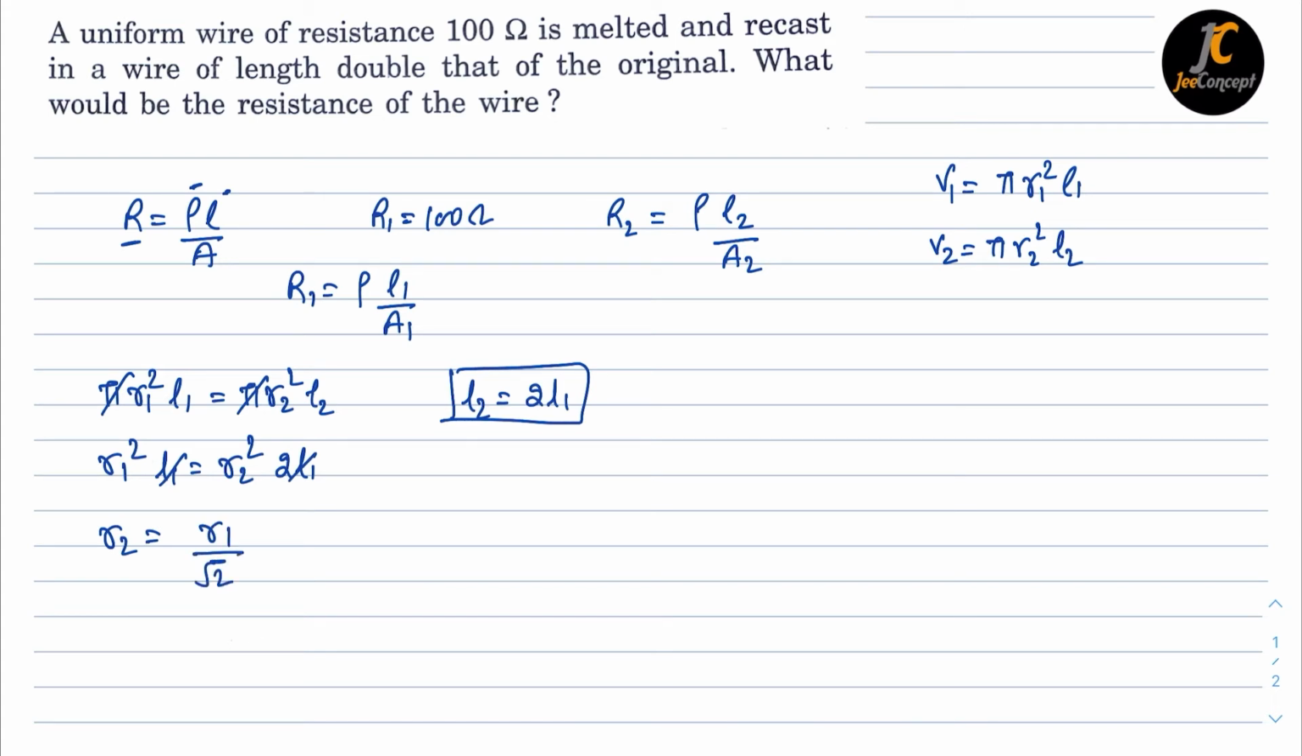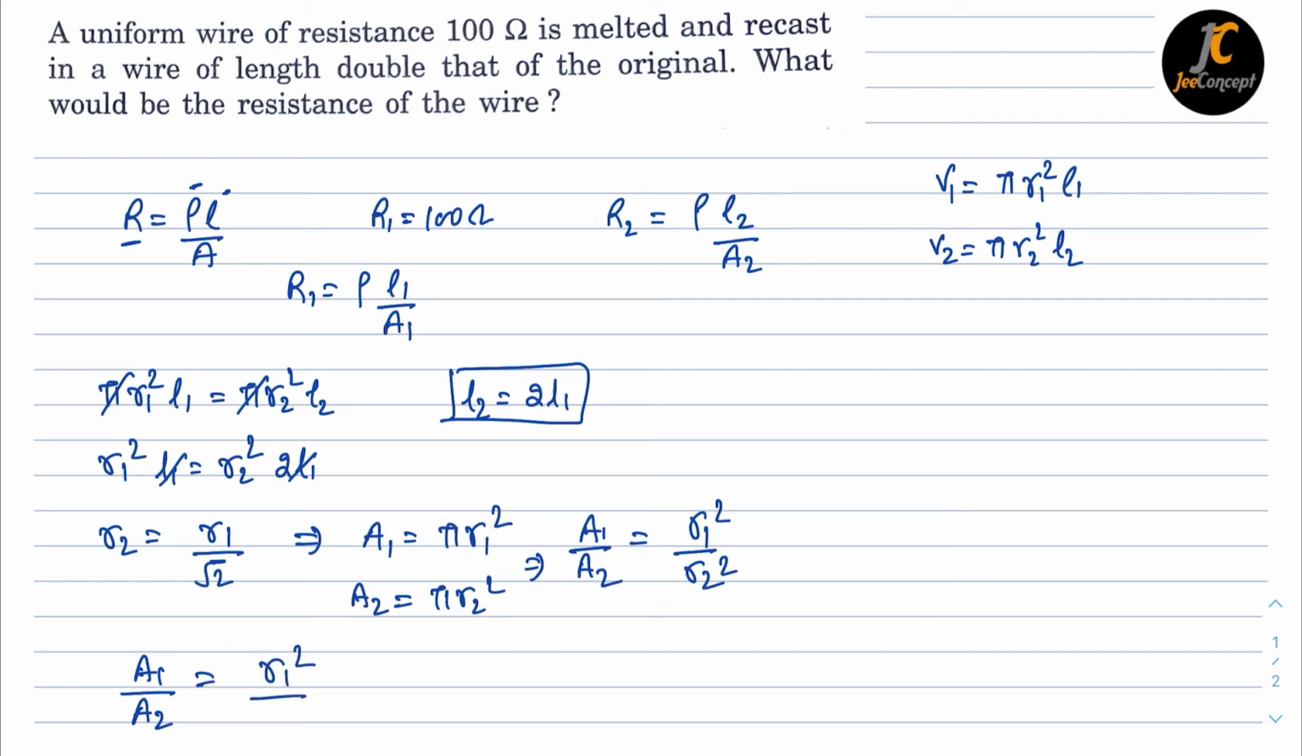Fine. If this is the relation between radius, then the relation between their areas will be: A1 is pi r1 square and A2 is pi r2 square. So if we divide these two, A1 upon A2 is equal to, pi will cancel out, r1 square upon r2 square. So if I put the value of r2 here, I'll get the relation between A1 and A2 as r1 square upon (r1 by root 2) square. So this will become A1 is equal to twice of A2.